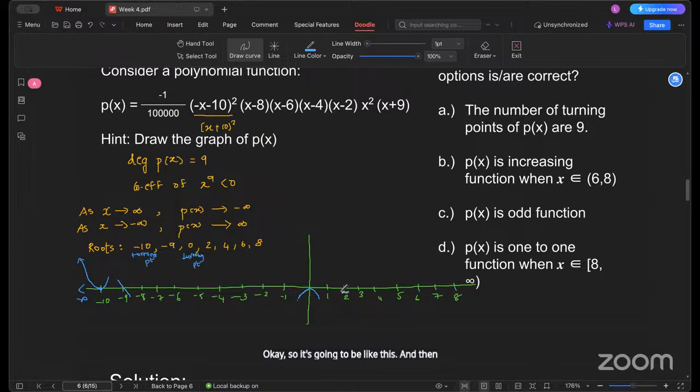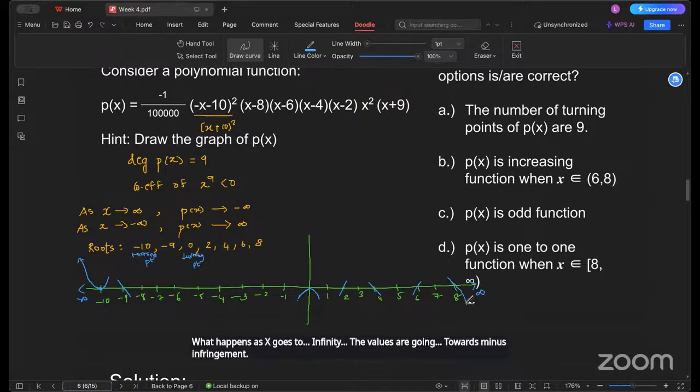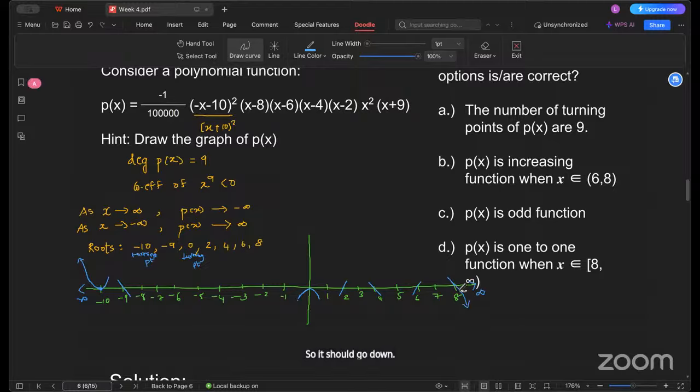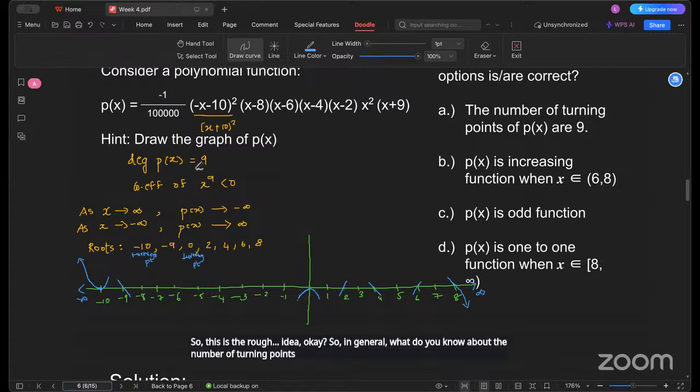And then at 2 it's going to cross like this, and then at 4 it touches the x-axis, then again at 6, and again at 8. After 8, what happens as x goes to infinity? The values are going towards minus infinity, so it should go down. So this is the rough idea. Okay, so in general, what do you know about the number of turning points and the degree of a polynomial?